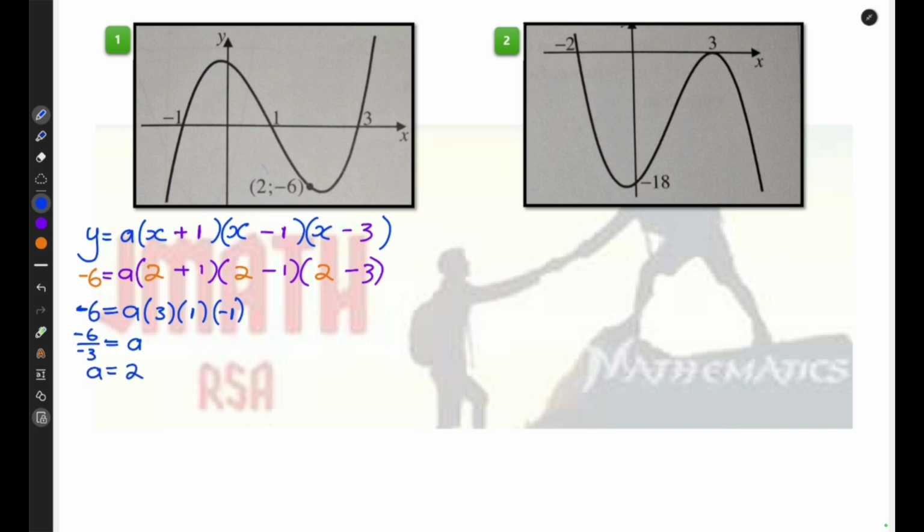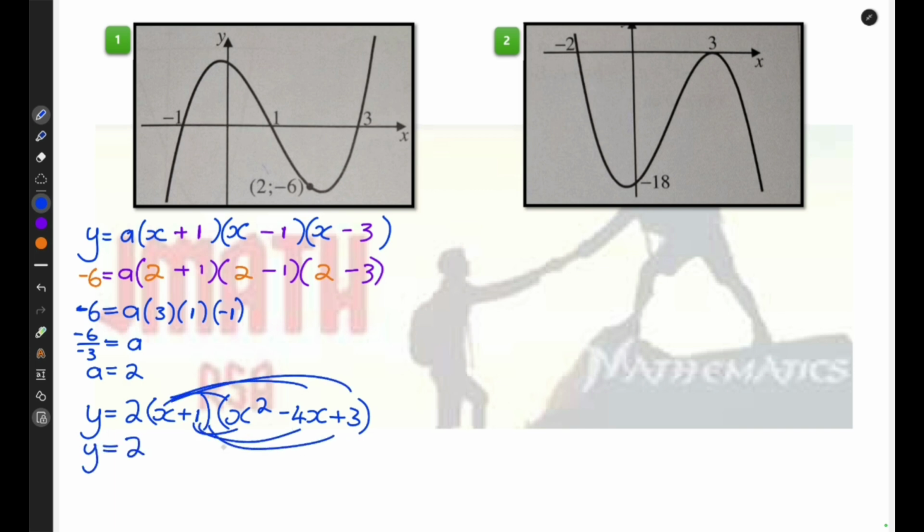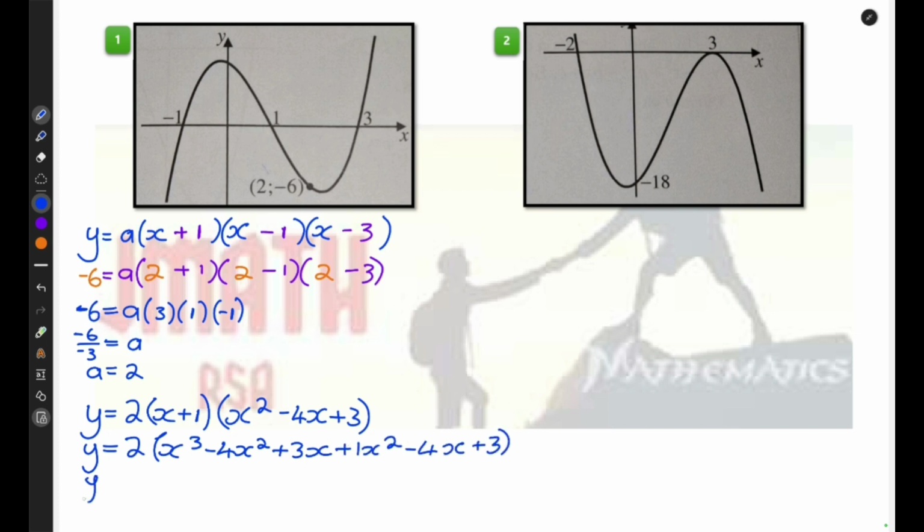Now I go back to the first line, and I'm going to start foiling the brackets, but now I know that my a value is actually 2. So 2 times (x plus 1), and I'm going to foil the last two: x squared minus 3x minus 1x gives me minus 4x, and then plus 3. Two more steps. Now I'm going to multiply the x in with all 3, and the 1 in with all 3, and then simplify. So this is x cubed minus 4x squared plus 3x plus 1x squared minus 4x plus 3. And then I get my final answer when I simplify the bracket and multiply by the 2.